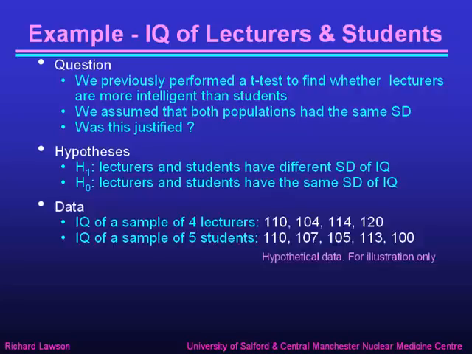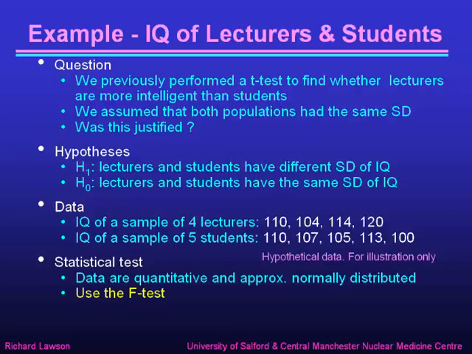The data that we had at the time was that the IQ of a sample of 4 lecturers was 110, 104, 114 and 120, and a sample of 5 of their students had IQs of 110, 107, 105, 113 and 100. Remember that this was purely hypothetical data that I'd invented for illustration purposes only. The data are clearly quantitative and should be approximately normally distributed, so we can use the F-test to calculate the ratio of the standard deviations to see if they are equal.